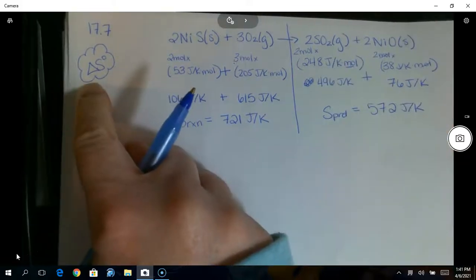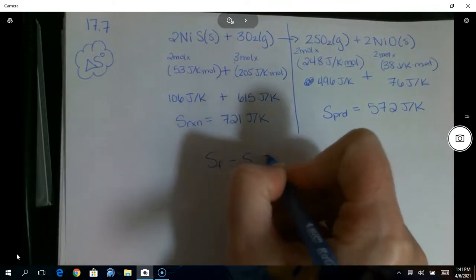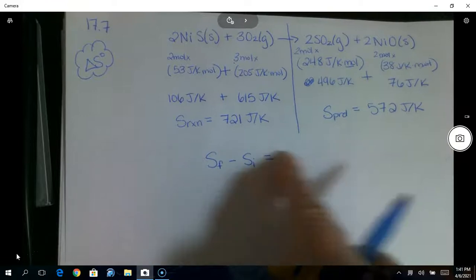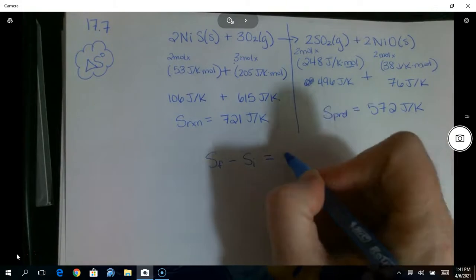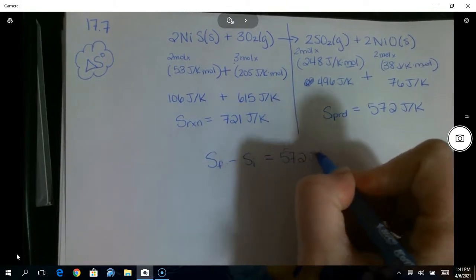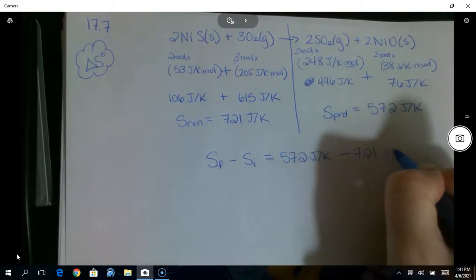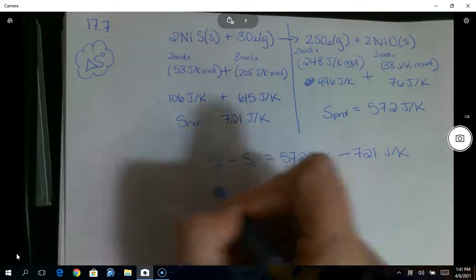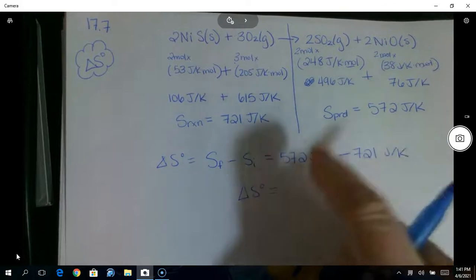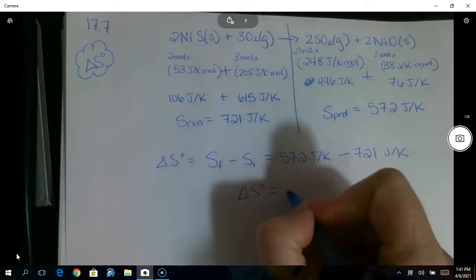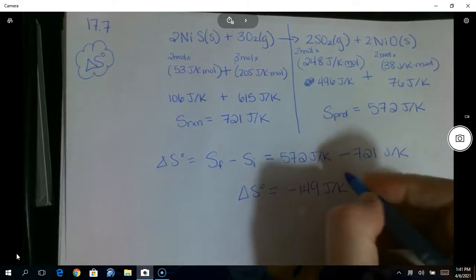I'm looking for my change in entropy though. So that's going to be S final minus S initial. So if I look at that, here's my final, which is my products. So that's going to be 572 joules per Kelvin minus 721 joules per Kelvin. So this is change in S. If you plug it into your calculator, you're going to get negative 149 joules per Kelvin.